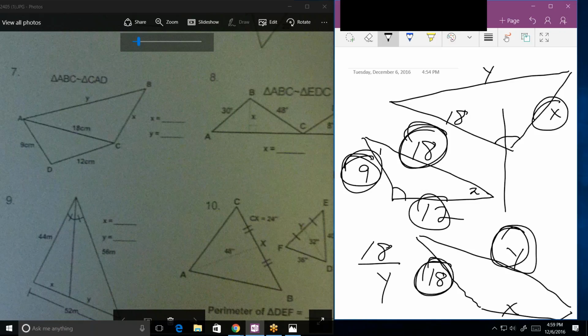So ABC is similar to CAD. Therefore, AD, the second two letters in the second one, would have to be similar to BC, the second two letters in the first one. Meaning 9 over x equals 12 over 18. Hold on. So you're saying BC is similar to AD. Yes. So you're saying the x goes with the 9.